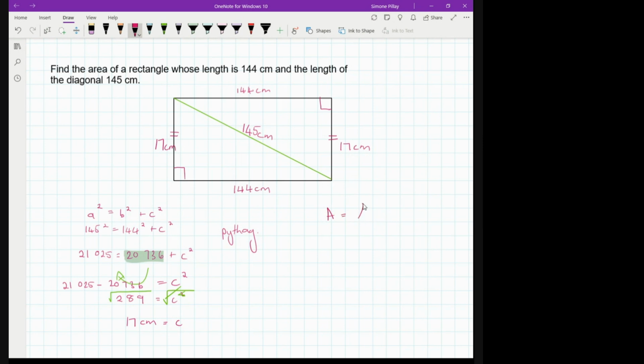So my area is equal to length times breadth. So it's gonna be A is equal to 17 times 144. And what are we getting? I'm getting 2,448 centimeters. There you go. 2,448 centimeters. I did see the answer in the chat. Aliaho had the answer. There we go. And that is the answer.